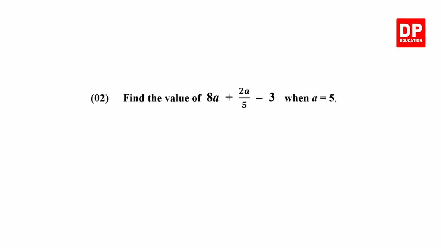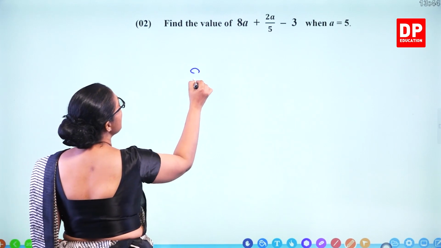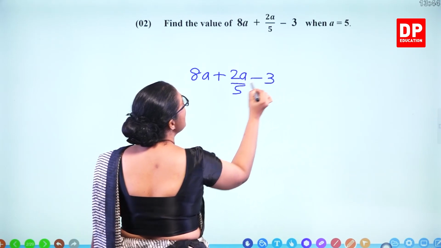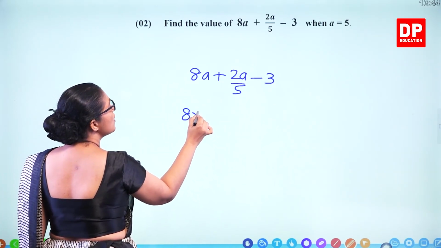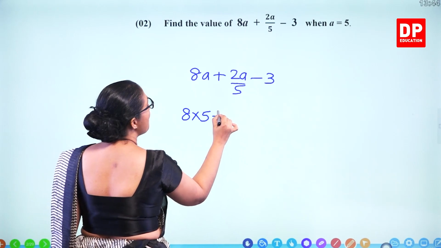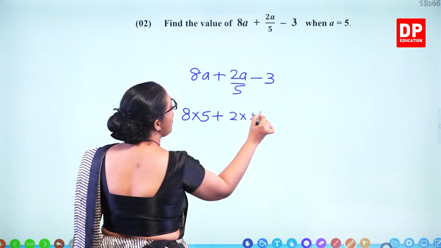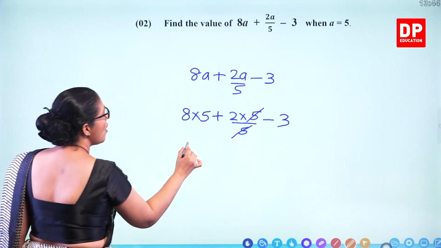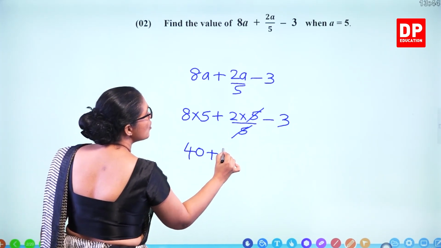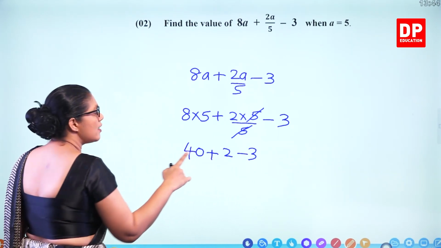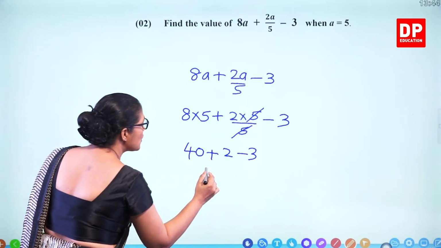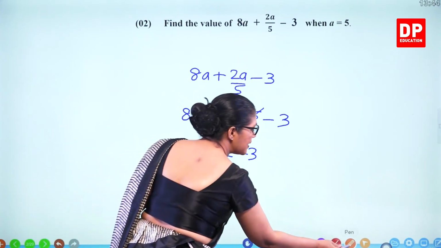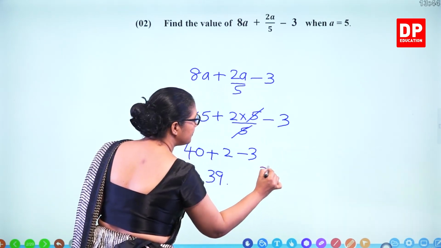Take question number 2. Find the value of 8a plus 2a over 5 minus 3 when a equals 5. So substitute a equals 5. 8 times 5 plus 2 times 5 over 5 minus 3. The 5 and 5 get cancelled out. 40 plus 2 minus 3. 2 minus 3 is minus 1. 40 minus 1 is 39. So the value is 39. So 2 marks for that.